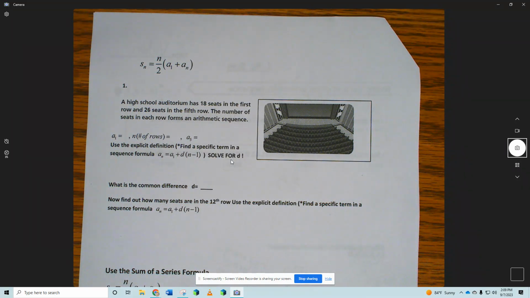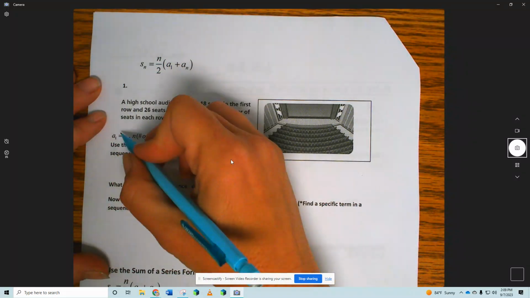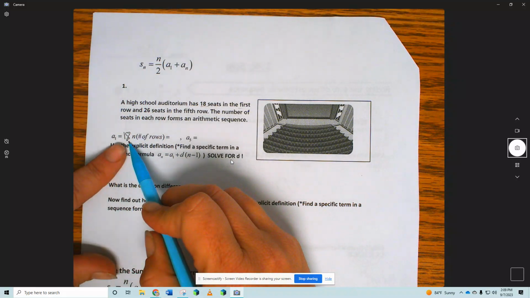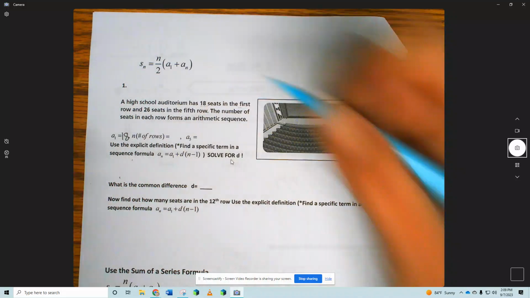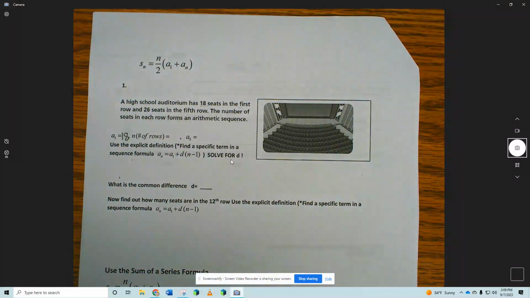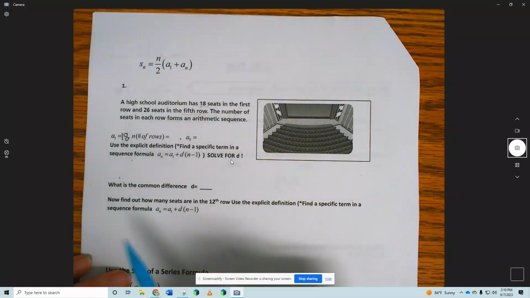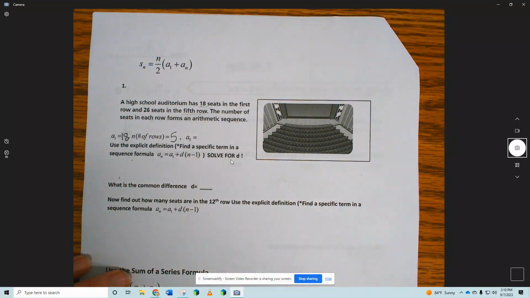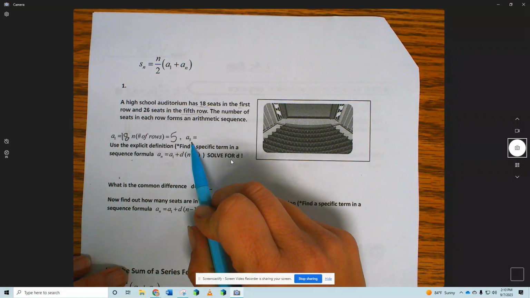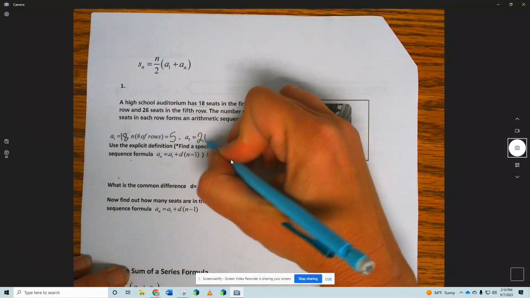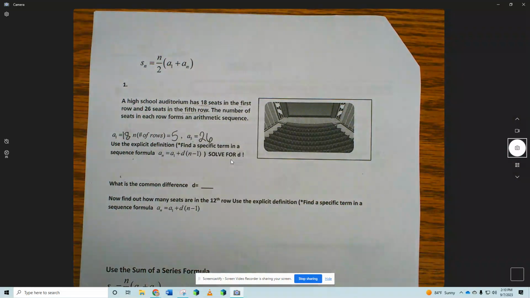In this one, a high school auditorium has 18 seats in the first row and 26 seats in the fifth row. I'm going to write down what I just learned. 18 seats in the first row: a sub 1 is 18. The number of rows, all we know right now is 5 rows. How many are in the fifth row? 26. Anytime you're given information, we write it down using the proper notation.